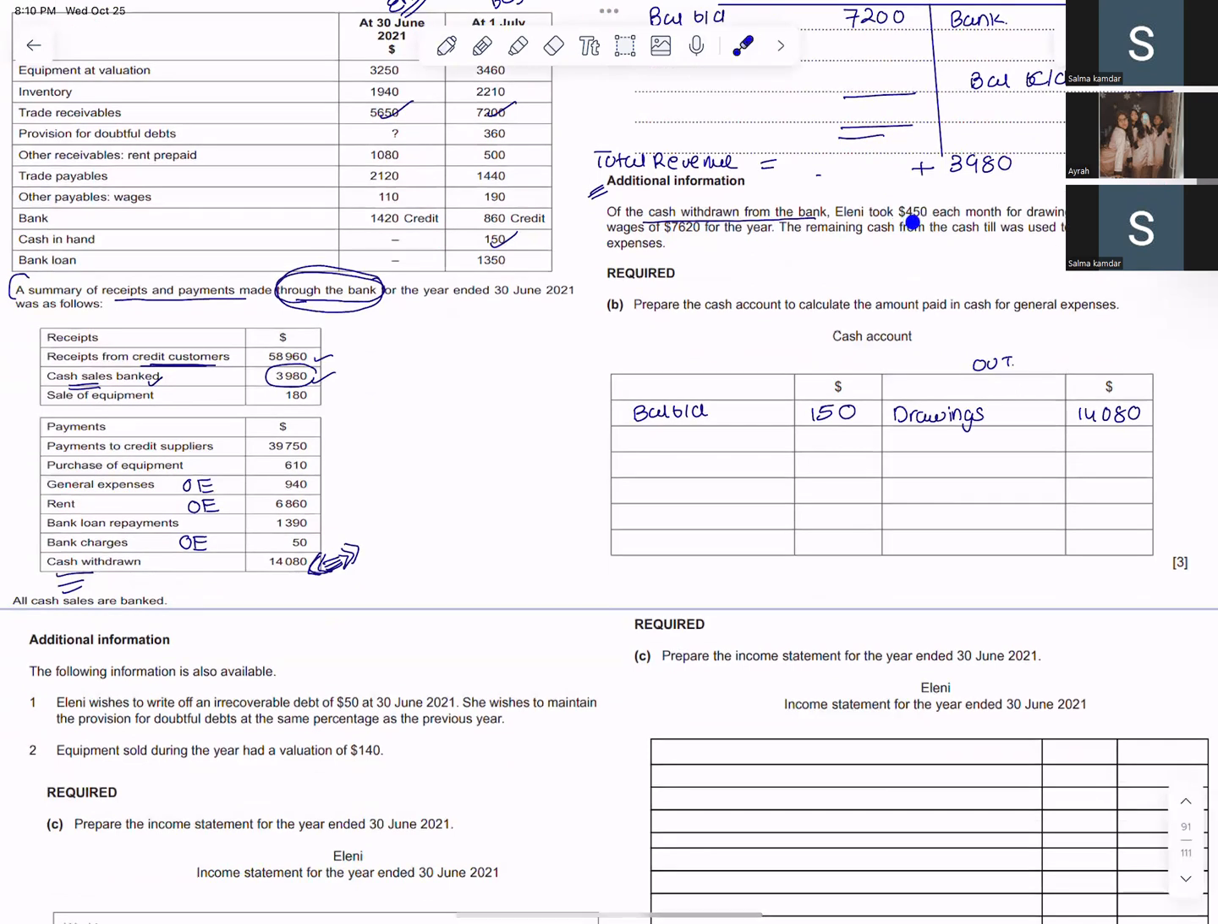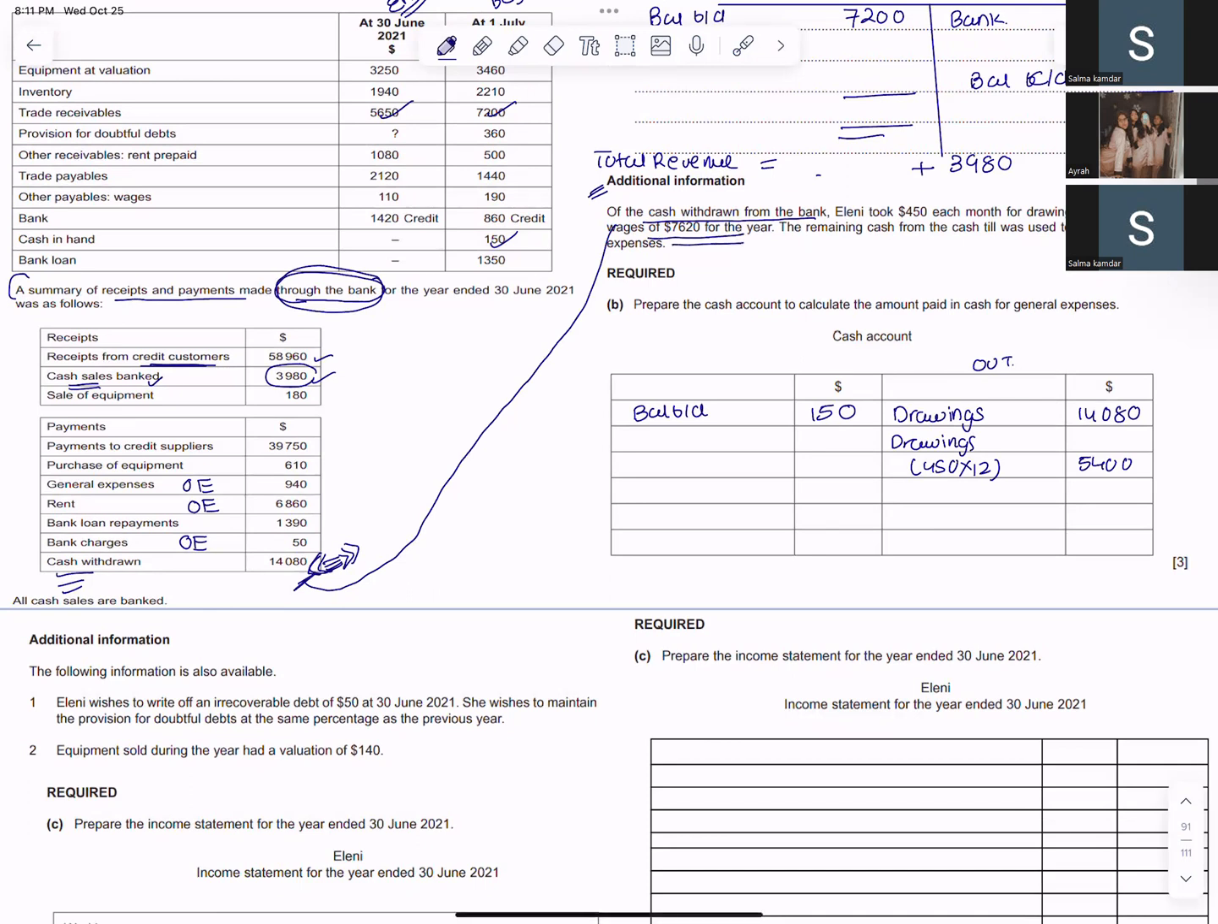Eleni has also taken 450 per month for drawings. So other than what she has withdrawn from the bank, she has taken more drawings. How much? 450 per month, so 450 into 12, which will be 5,400. So she has taken extra drawings of 5,400, and she has also paid wages of 7,620 for the year.